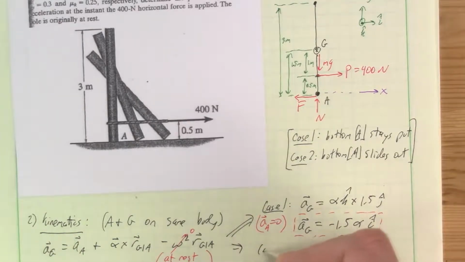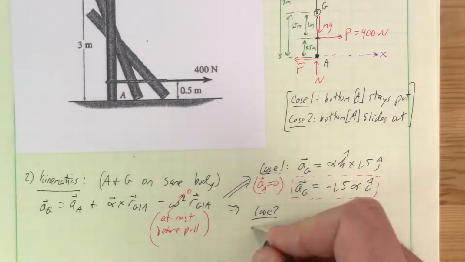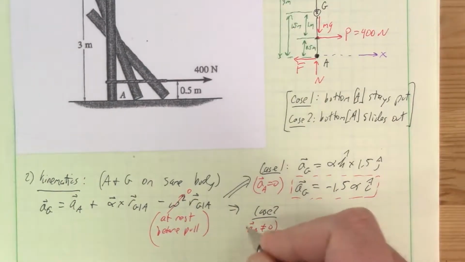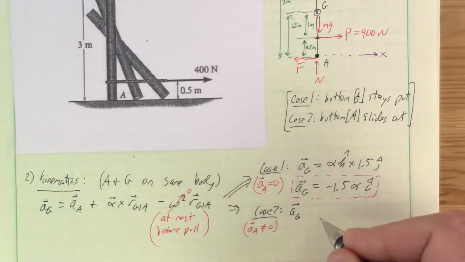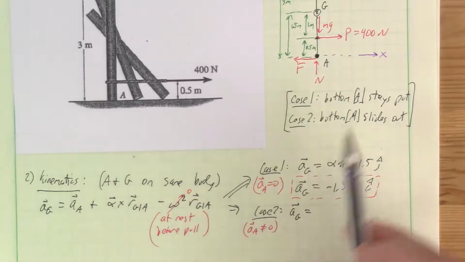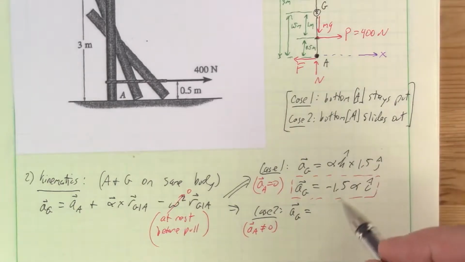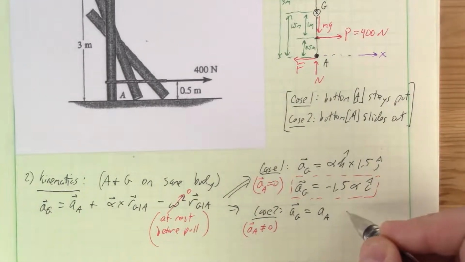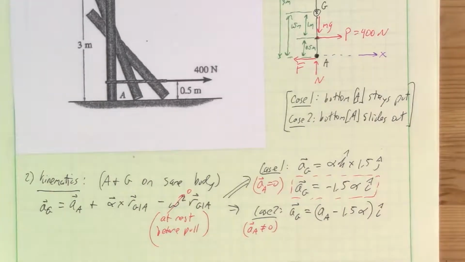The other scenario, case 2, is where the acceleration at A is not 0, because it slides. And so we can't cancel it out. So a_G is going to be exactly this term, but then we'll just have an acceleration of A. And that's only going to be in the i hat direction, right? A sticks to the floor here, so this is the acceleration of A minus 1.5 alpha in the i hat direction.